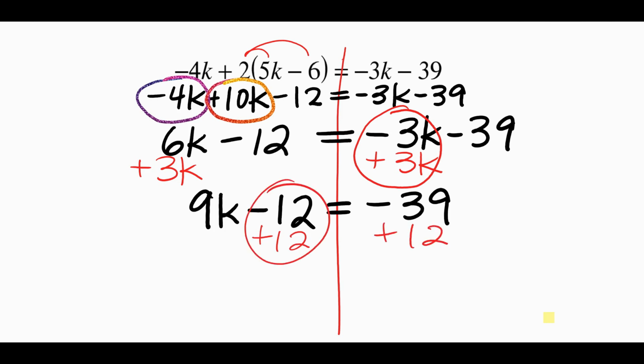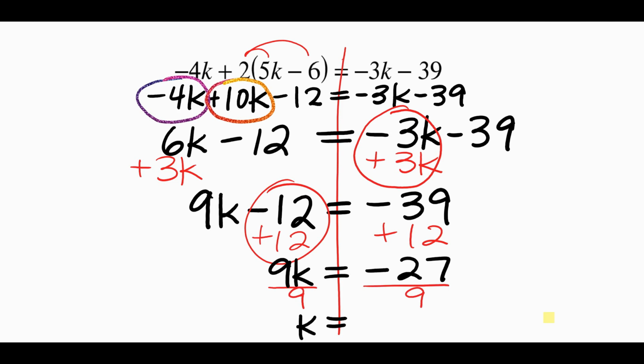And this is a 0 pair here, and I get 9k equals, now I have a different sign, so I'm going to subtract and take the sign of the bigger number. The bigger number is negative, so it's negative, and 39 minus 12 is 27. They are multiplying the k by 9, therefore I'm going to divide both sides by 9. And this leaves me with k equals negative divided by a positive is negative, and 27 divided by 9 is 3. K equals negative 3 is our answer.